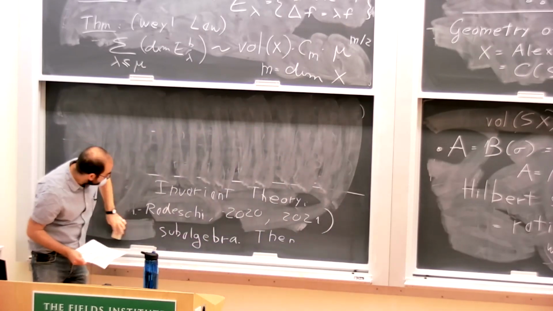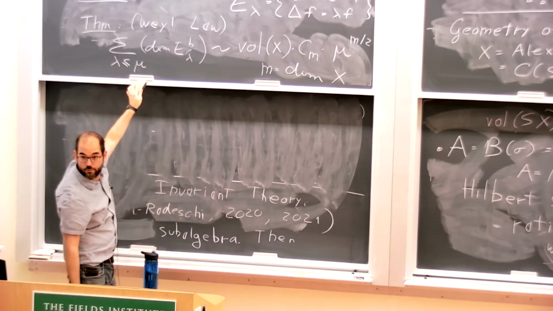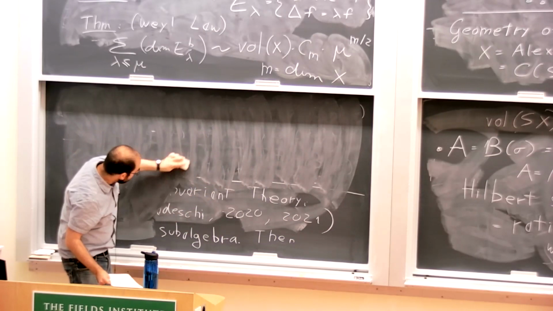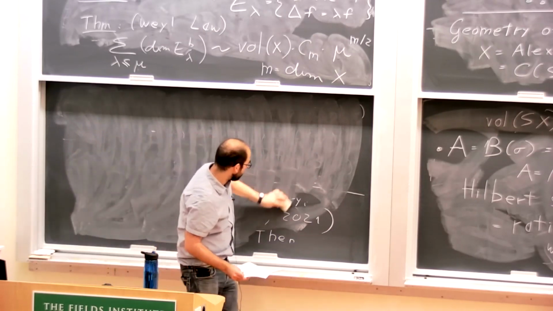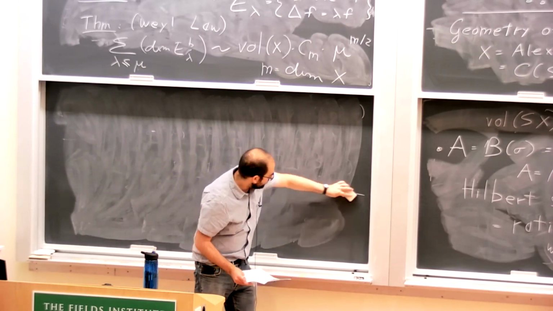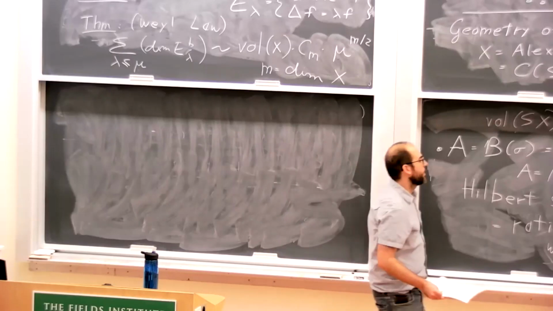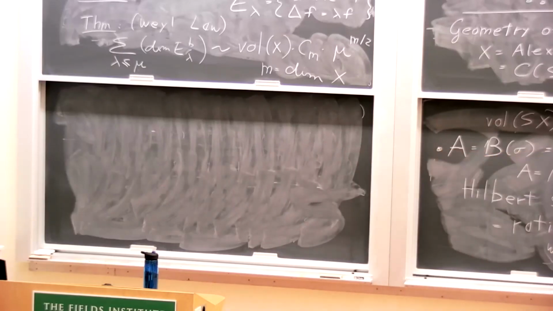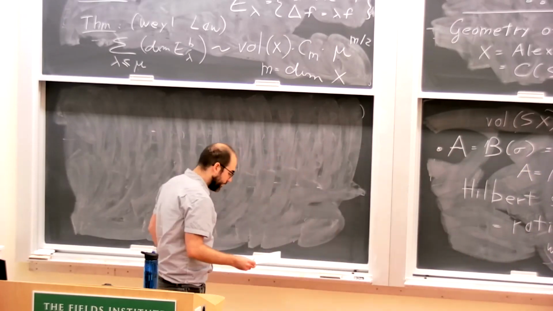How do you get what I wrote over there? That theorem is a corollary of this one. And the way you get it is by noticing that you can write down the eigenvalues of the Laplacian in terms of this Hilbert series. One thing determines the other, actually.